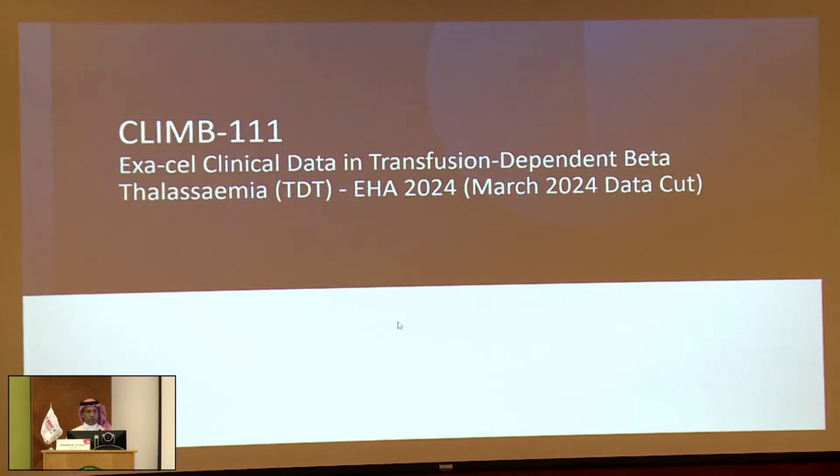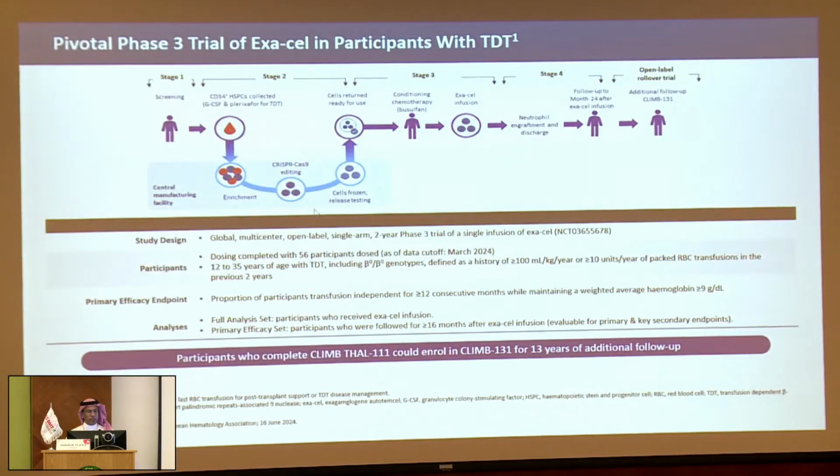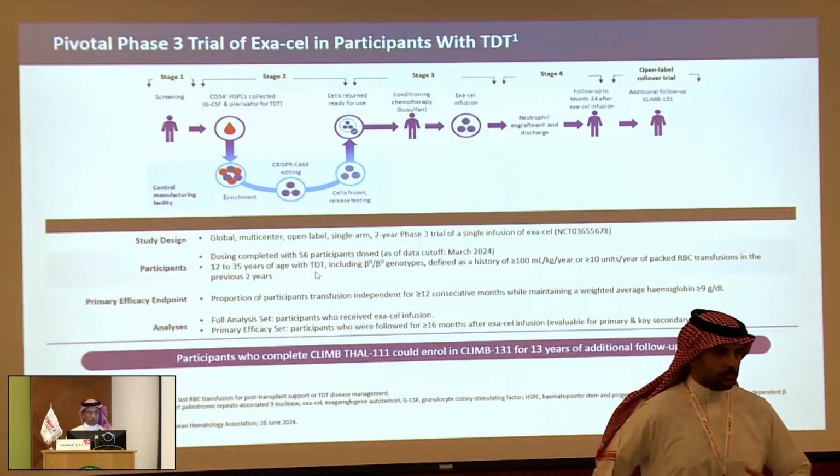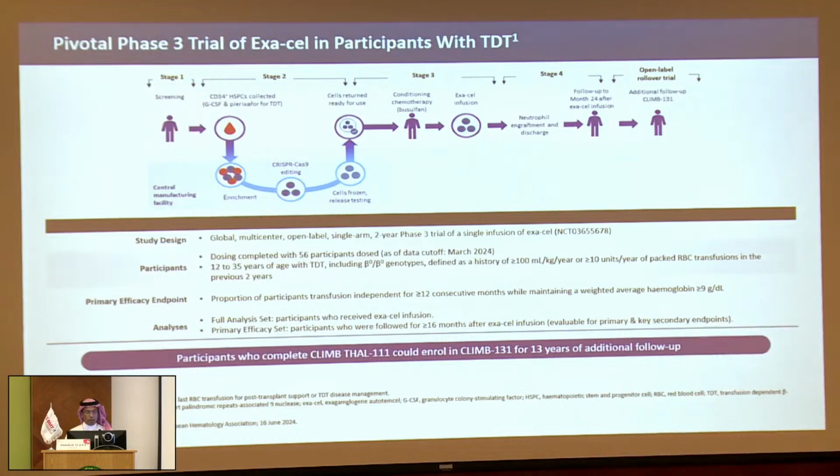Now, what about the beta thalassemia? For beta thalassemia, again, the technique is the same. There were 56 patients infused. Almost all of them are beta zero. And the primary efficacy endpoint is to achieve 12 months of non-transfusion, or transfusion-independent, period.